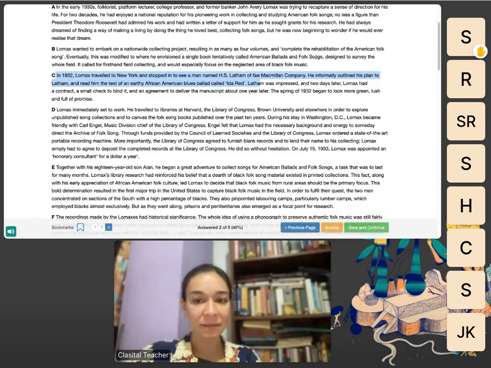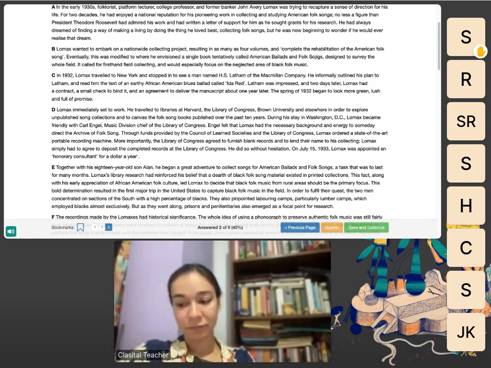If you don't know any word, you can ask me in this part. Because this is a vocabulary session too, so you can ask if you don't know any word. You can write it in the chat and you can ask me.